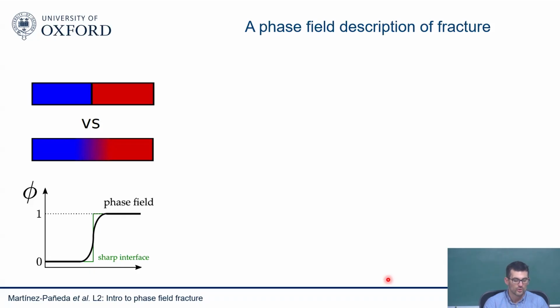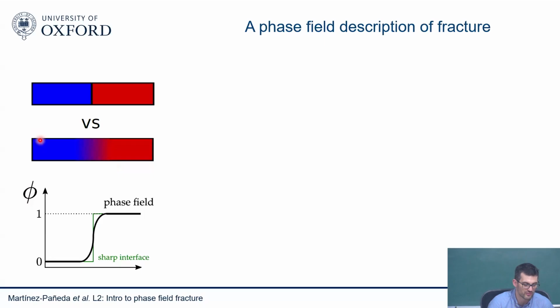So the idea is actually quite simple. If you think of two phases, a blue and a red phase, you can describe the interface in between as sharp and discontinuous, or you can smear that interface over a finite domain, so describe a smooth variation in the phase between the blue and the red ones, and use an auxiliary variable, the phase field, to describe that interface.